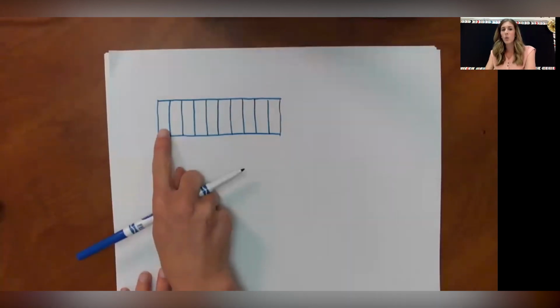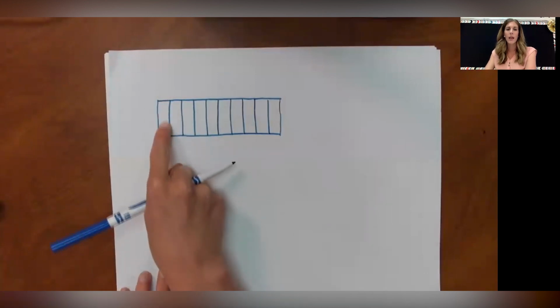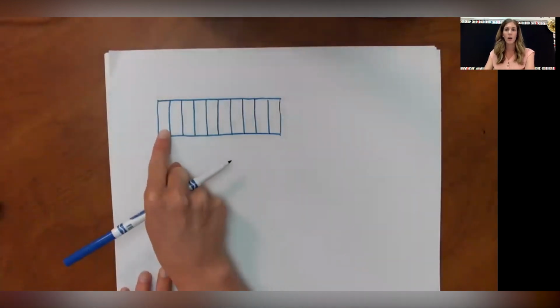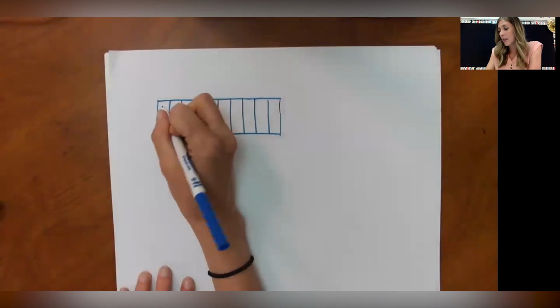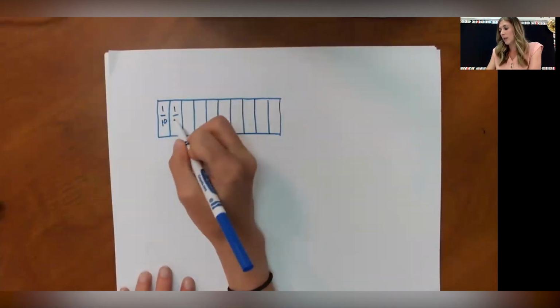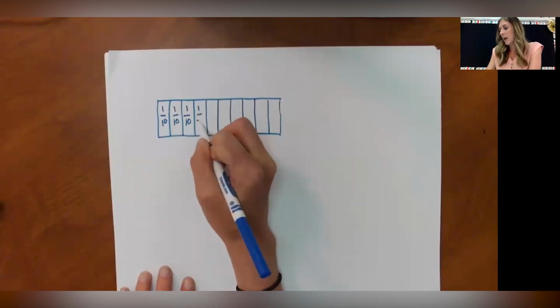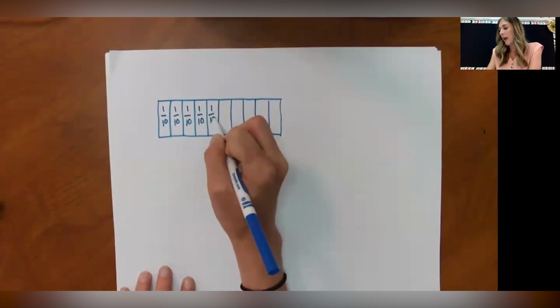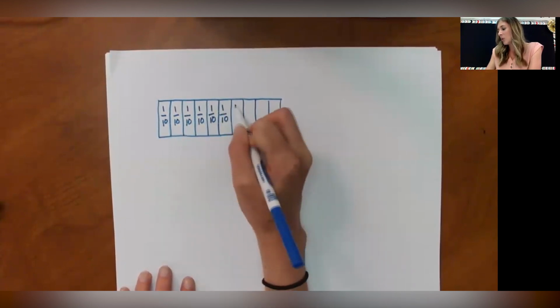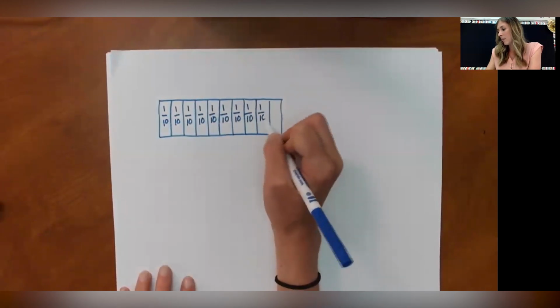So what fraction could we use to name this one section or one part of the fence? Correct, 1/10. And then this one section of fence would be 1/10. This one section of fence would be 1/10, and so on. That's our unit fraction. Each piece in the whole represents 1/10.